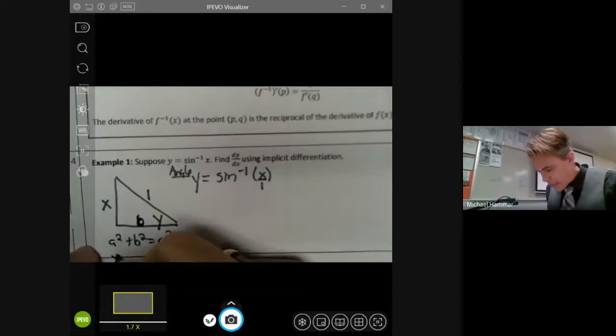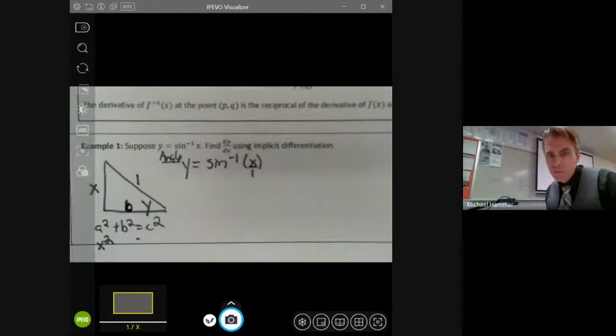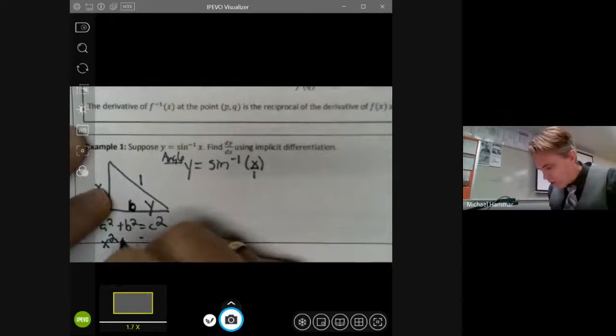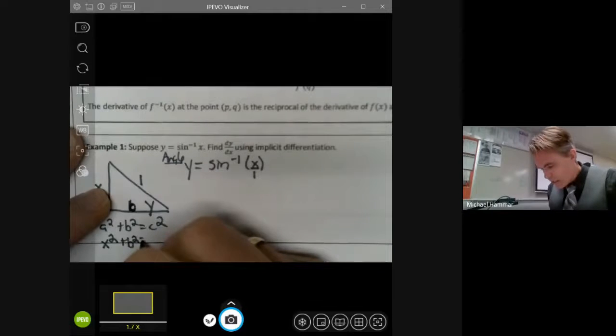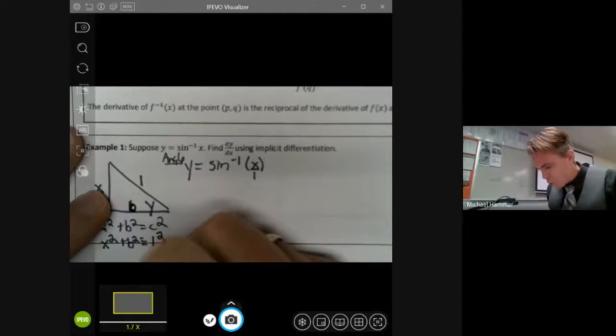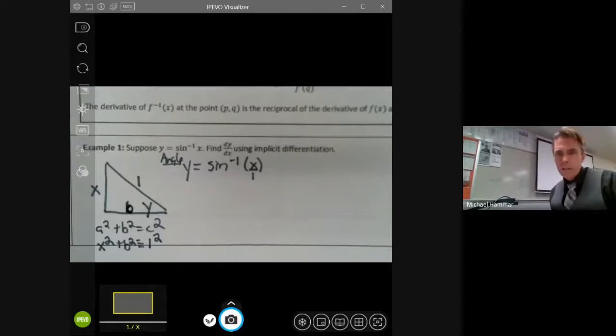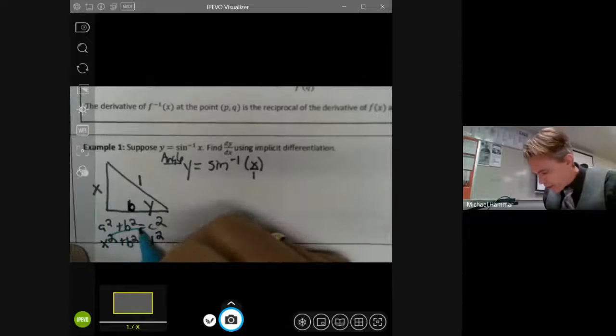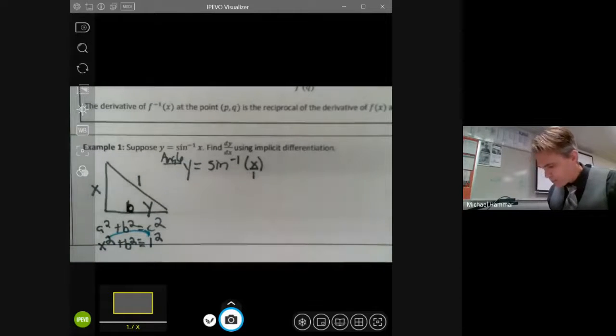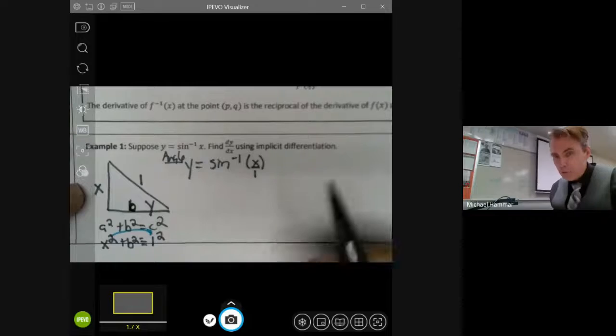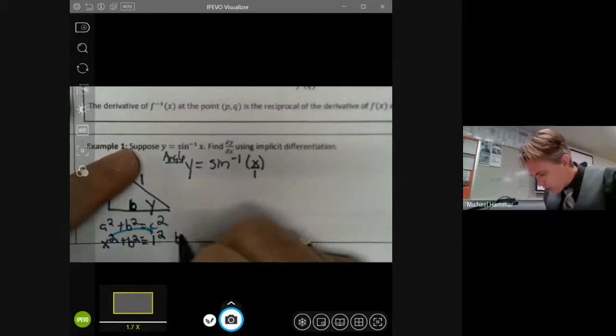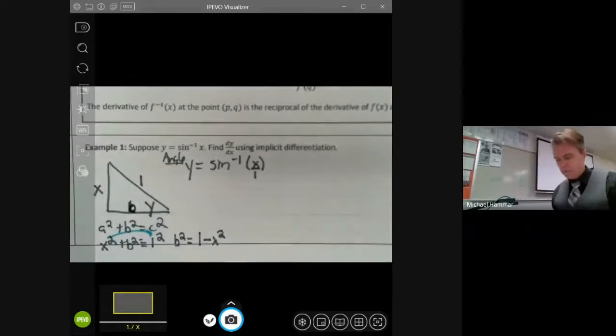So we're going to replace a with x squared. We don't know what b is, and we know c is 1. Okay? So let's solve for b. If we're going to solve for b, we need to move the x squared over to this side. So that's going to be b squared equals 1 minus x squared.